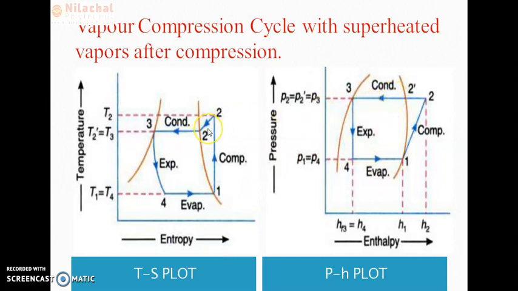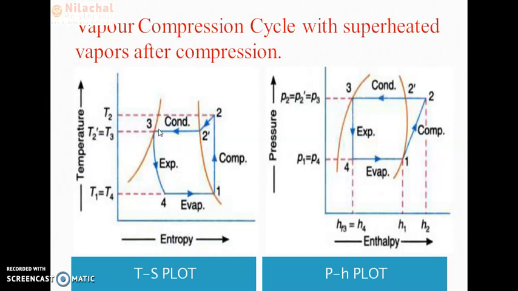Then the condenser process is carried out in two stages. First, it will be condensed to the dry saturated state at constant pressure, from 2 to 2 dash, and in the second stage it will be condensed at constant temperature, that is 2 dash to 3. The remaining cycle is the same.